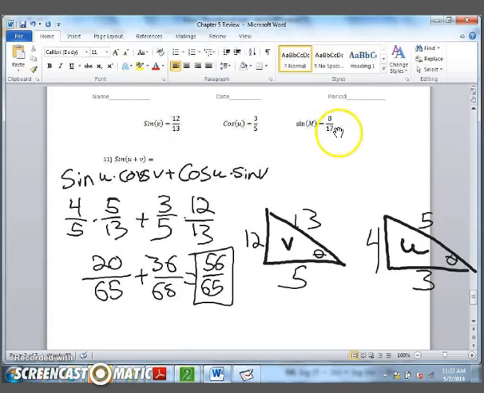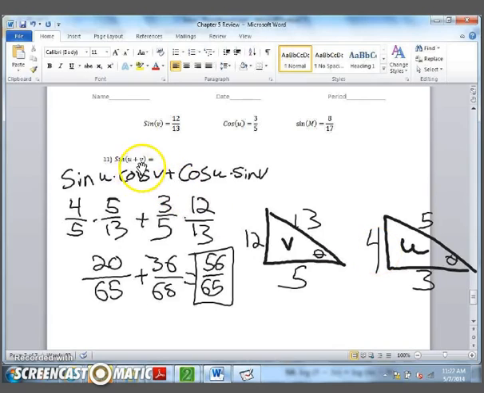All right, now, for these problems, you need to create the triangles for both the sine of v, cosine of u, and the sine of m. Now the v triangle, sine is opposite, 12, over hypotenuse, 13. The other side is 5. It's a Pythagorean triple. Cosine of u, the u triangle, becomes adjacent over hypotenuse, 3 over 5. The other side is 4 by Pythagorean theorem, another Pythagorean triple.